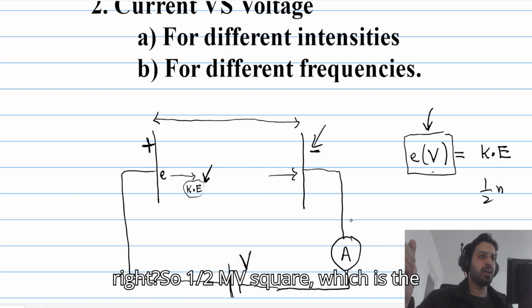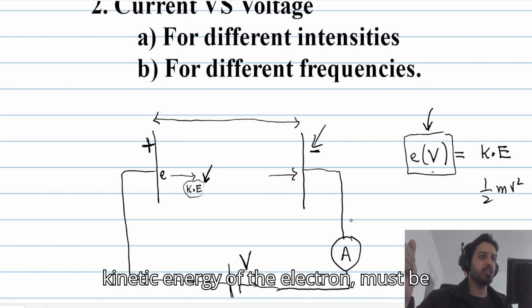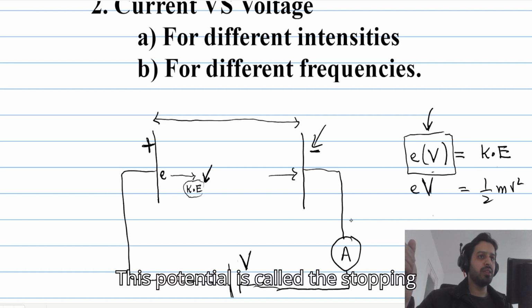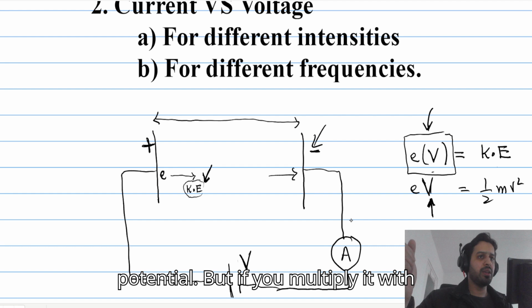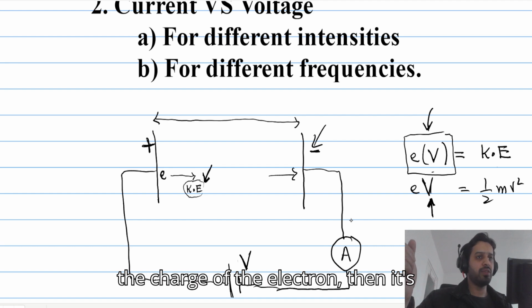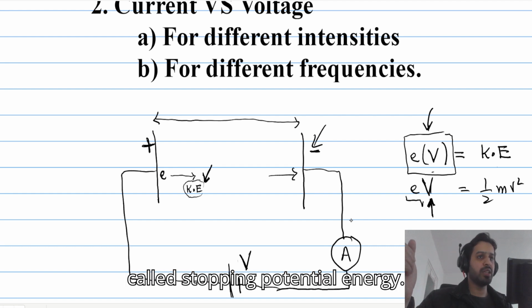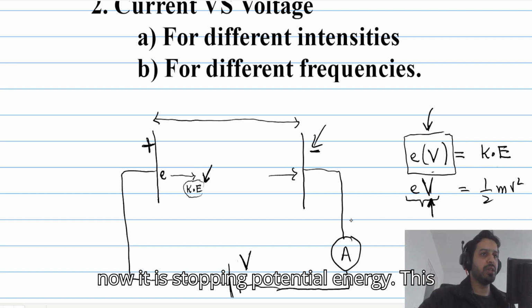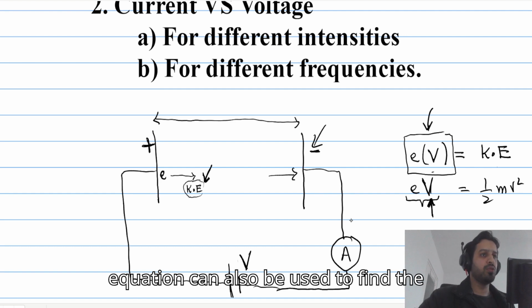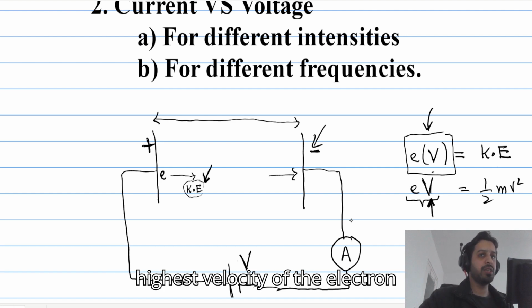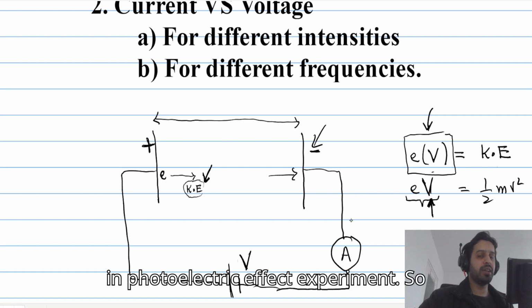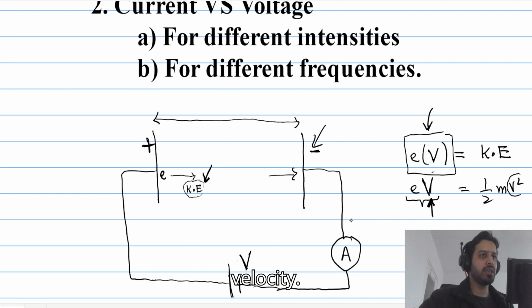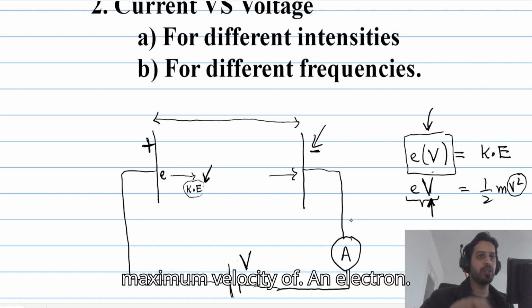So 1/2 mv squared, which is the kinetic energy of the electron, must be equal to the stopping potential energy. This potential is called the stopping potential, but if you multiply it with the charge of the electron, then it's called stopping potential energy. Okay, this is not just stopping potential, now it is stopping potential energy. This equation can also be used to find the highest velocity of the electron in the photoelectric effect experiment. So you can just rearrange this equation for velocity and you will get an equation for the maximum velocity of an electron.